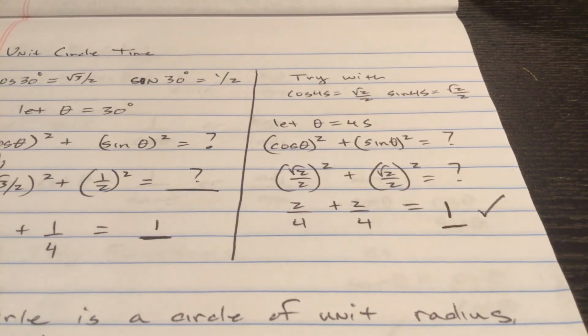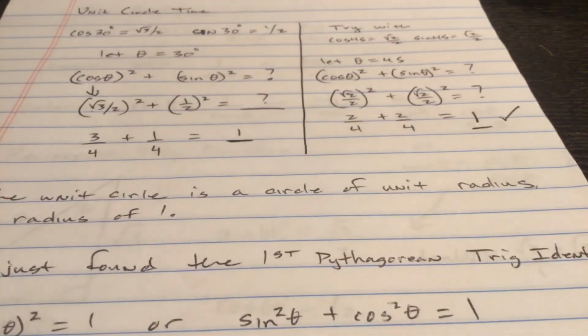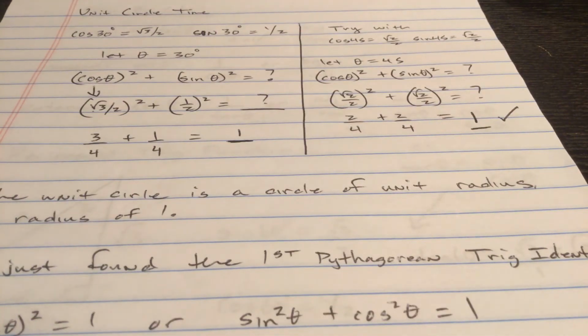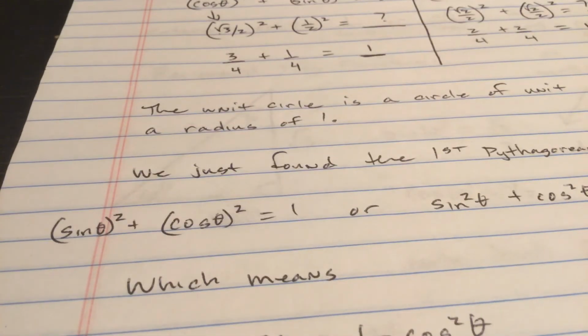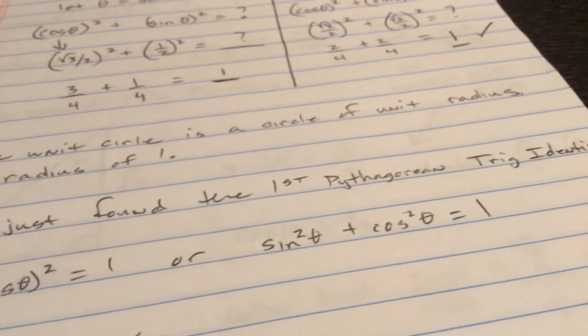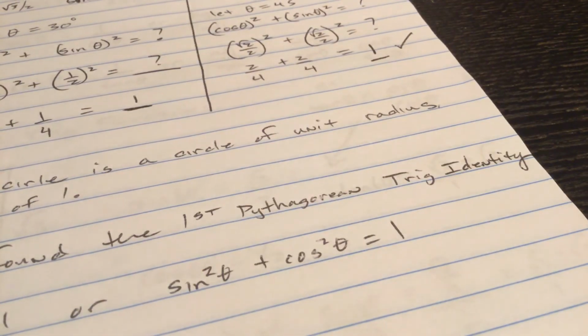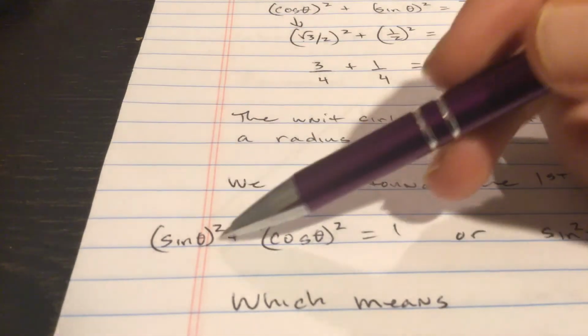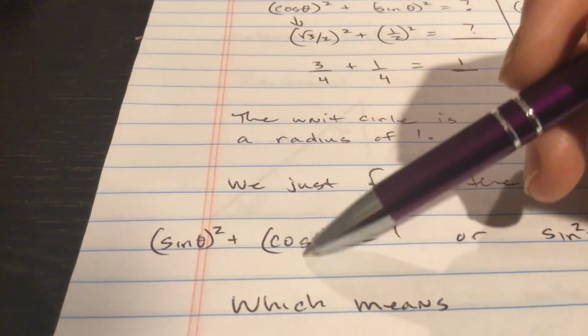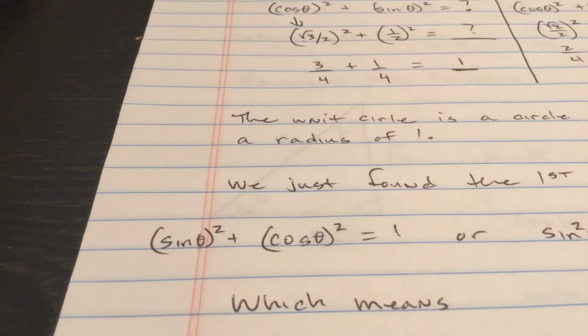That is the first Pythagorean trig identity, and the unit circle shows that, and that is very, very essential for the rest of the time you'll be with me. The unit circle, we'll see later in another video, is a circle of unit radius, i.e. a radius of 1. We just found the first Pythagorean trig identity, and that is sine squared theta plus cosine squared theta is equal to 1. The order doesn't matter. It's addition there.